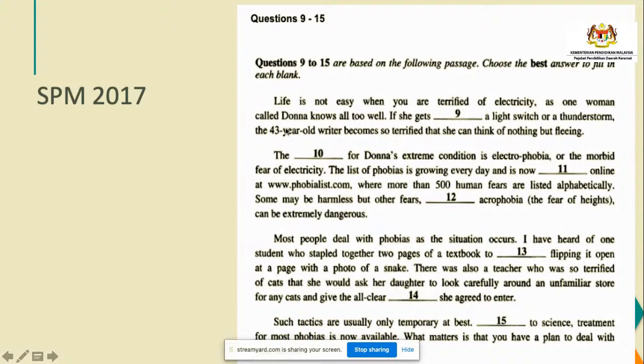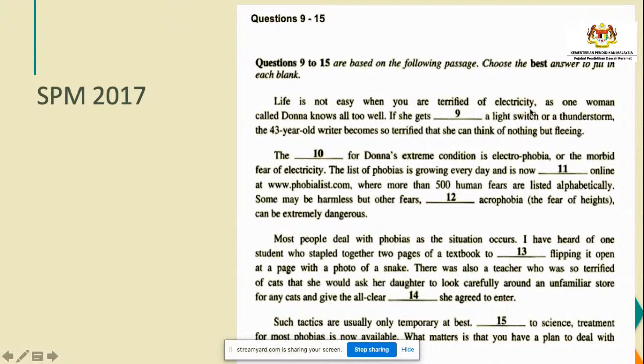As one woman called Donna knows. Donna ni seorang perempuan. Seorang, singular. So, knows ni adalah verb dan dia letak S. Bila singular, verb dia ada S, ini adalah the second clue telling you that this is present tense. Kalau tadi is present tense, sekarang kita ada second clue. Yang ni tadi saya tak sebut sebabnya dia sama group dengan is, helping verb. So, satu helping verb, satu verb biasa. If she gets, kita jumpa lagi satu. So definitely passage ni insyaAllah jawapan kita adalah dalam bentuk present tense. Okay, so now, macam mana nak cari jawapan? Life is not easy when you are terrified of electricity as one woman called Donna knows all too well.